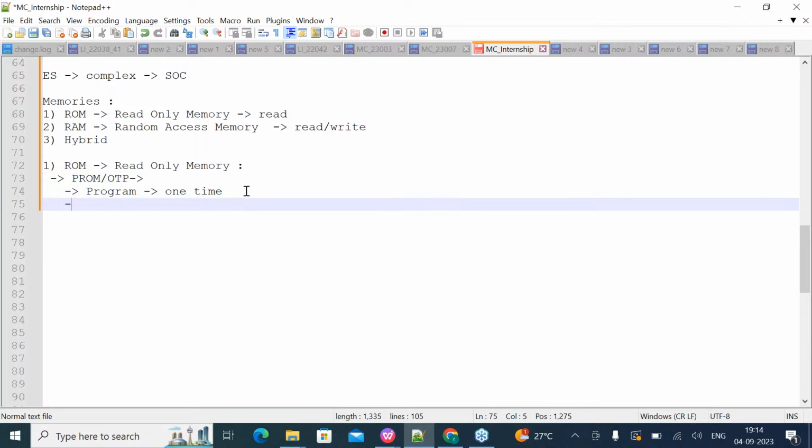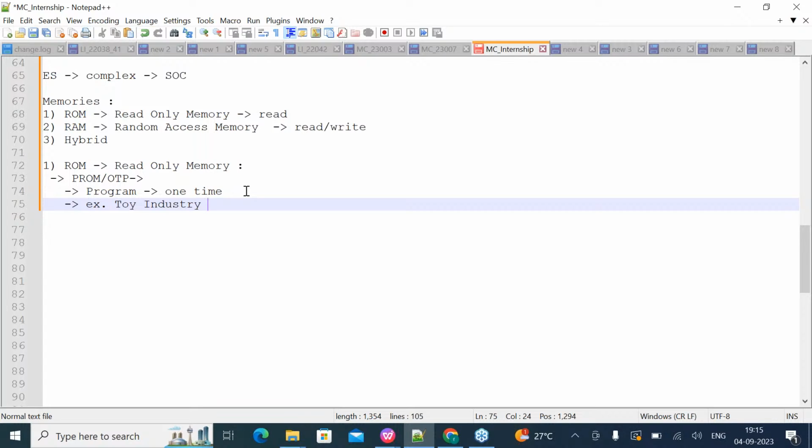If you see the application of this memory, let's say in the toy industry, this type of memory is used. You design the toy, whatever code is there, you burn it into this PROM, and that toy is ready. Just one time programming, that's it, nothing more. So this is about the PROM or the OTP, one time programmable read only memory.